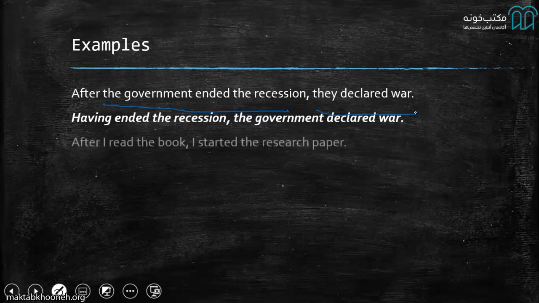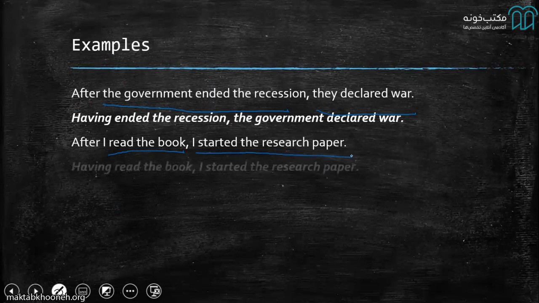Let's try another one. "After I read the book, I started the research paper." So first I read the book, then I started the research paper. How do I change it? "Having read the book, I started the research paper." Remember, we're using "having" plus past participle, so the third part of the verb. What's the third part of eat? Eaten, right? What's the third part of read? Read.